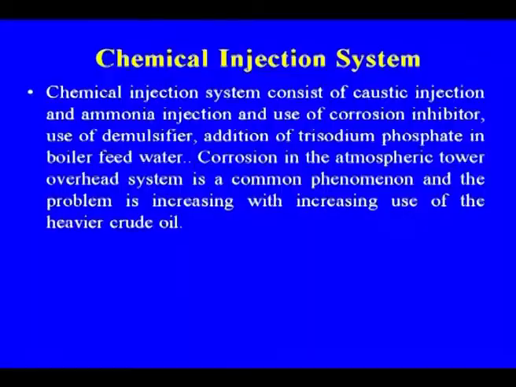The chemical injection system consists of caustic injection and ammonia injection, and we also use corrosion inhibitor, demulsifier, and addition of disodium phosphate, especially in the case of boiler feed water. Corrosion in the atmospheric tower overhead system is a common phenomenon, as I told you, because the crude oil is becoming more and more sour, and the problem is increasing with the increasing use of heavier crude.